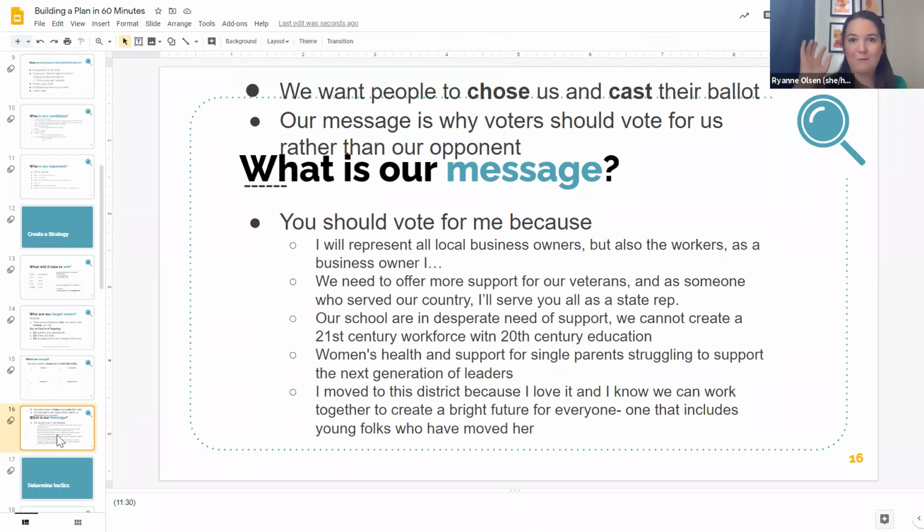So this is our strategy, right? We have our message, we have our targeted voters, and now we're going to be talking about how we get this message to our voters.